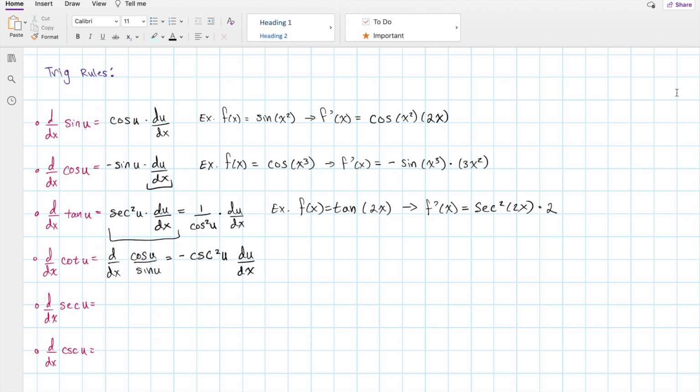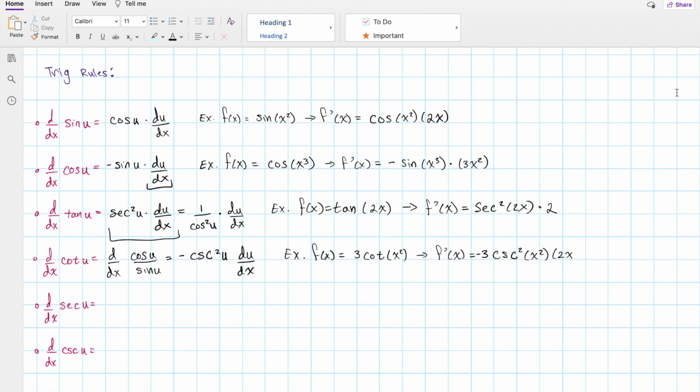As an example, if f of x is equal to 3 cotangent of x squared, the derivative of that is going to be, again, we have a constant multiple rule, so we just put the 3 in front, we don't touch it, times negative cosecant squared of u, so we can put the negative in front, so cosecant squared of x squared here, and then we multiply that by the derivative of what's inside, which is 2x.